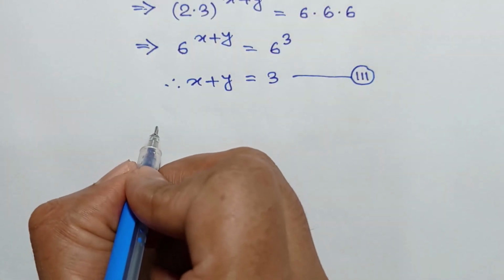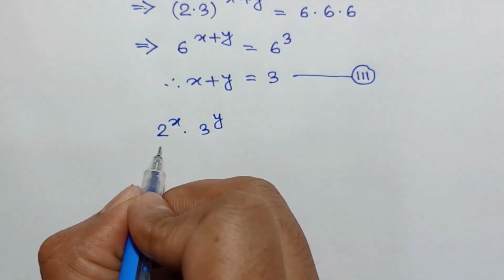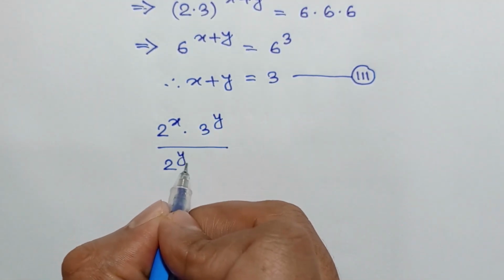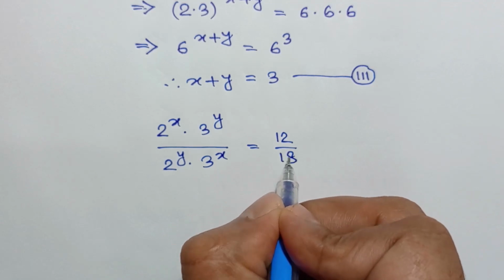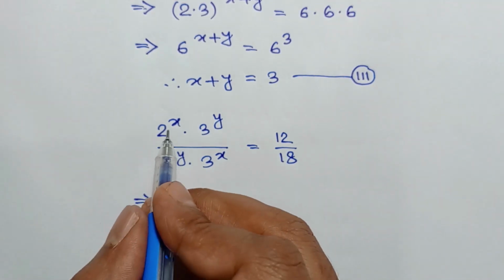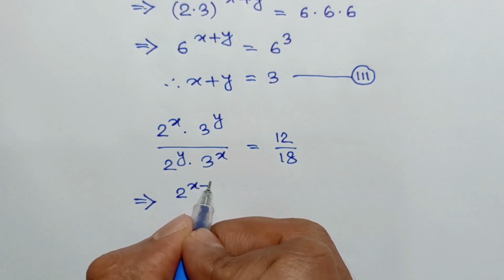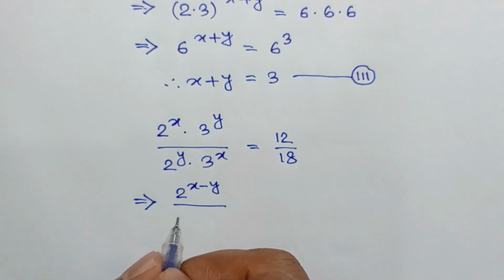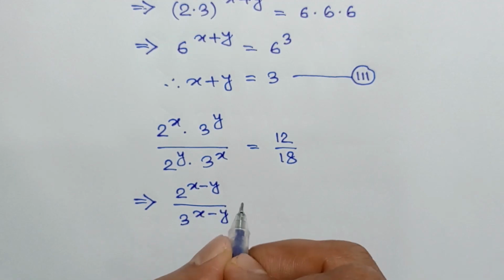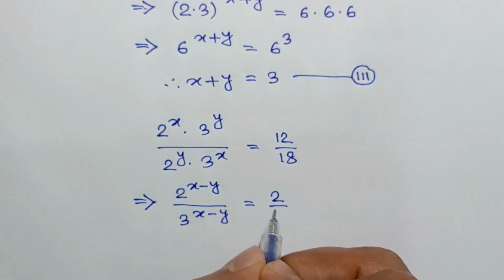Now if we divide equation 1 by equation 2, we can write 2^x times 3^y over 2^y times 3^x is equal to 12 over 18. 2^x divided by 2^y is 2^(x-y), divided by 3^x divided by 3^y, which can be written as 3^(x-y), is equal to, simplifying this 12 over 18, we can write 2 over 3.